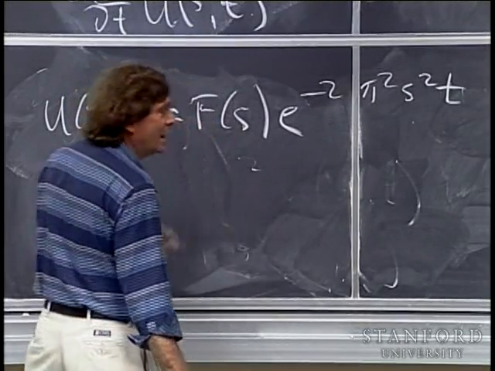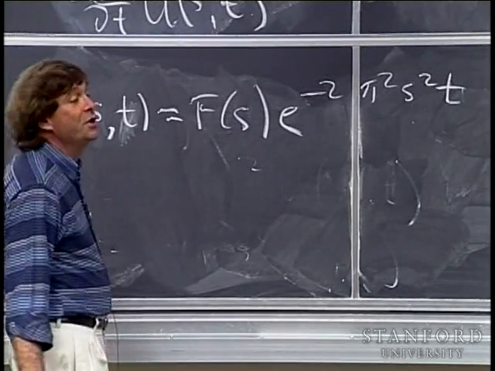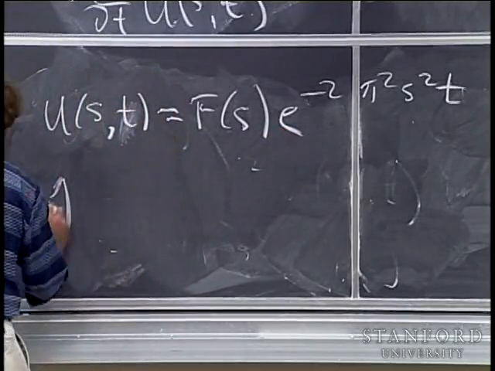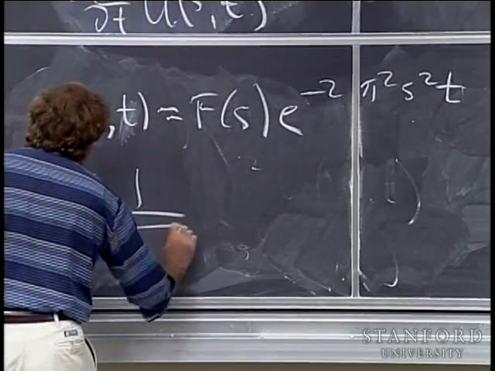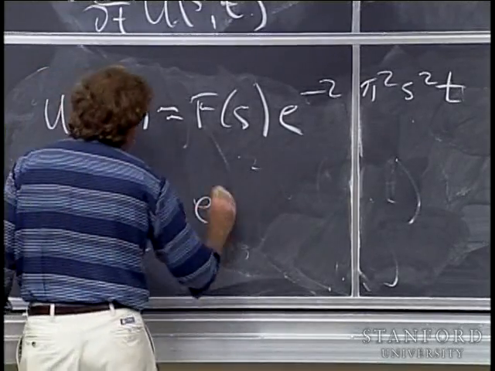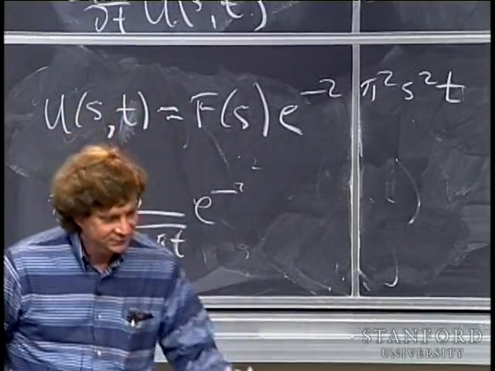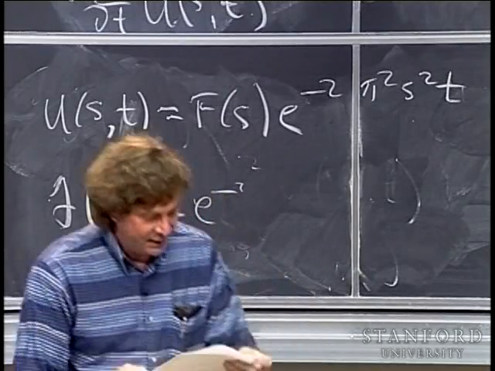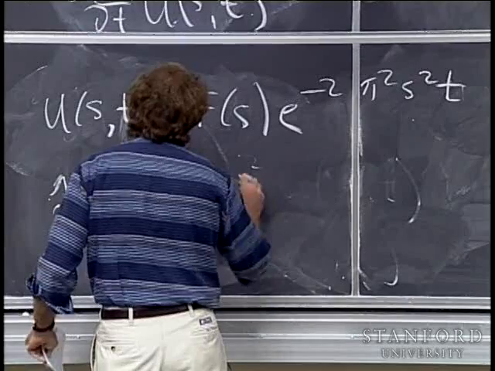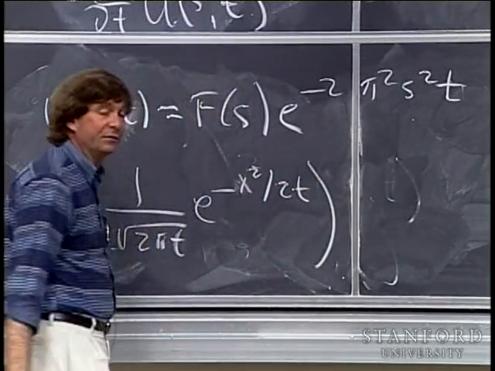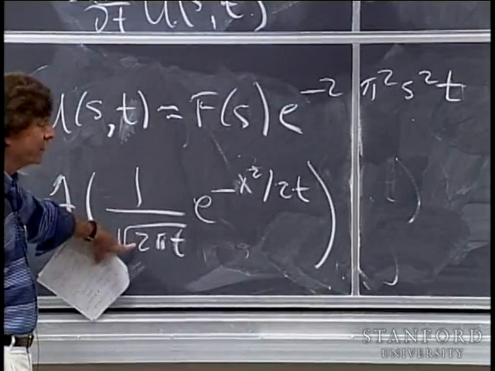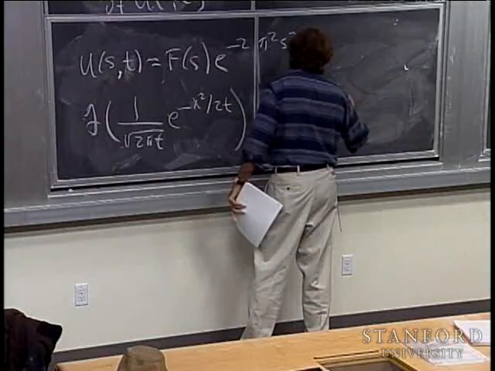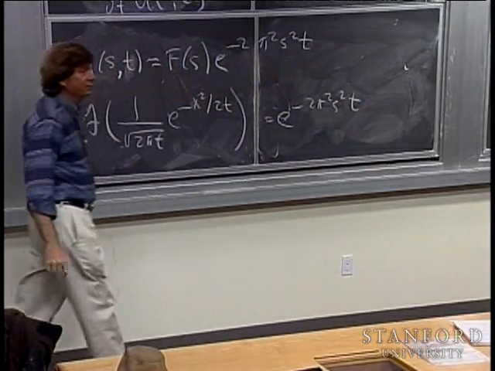All right? Now, you have to recognize, one knows what happens to the Fourier transform of a Gaussian, actually. So I'll just give you this fact. The Fourier transform of 1 over the square root of 2 pi t times e to the minus x squared over 2t. You have to use the scaling theorem here, and that's all that's involved. The Fourier transform of this is this, equals e to the minus 2 pi squared s squared t. Okay, that uses the fact of the Fourier transform of the Gaussian.